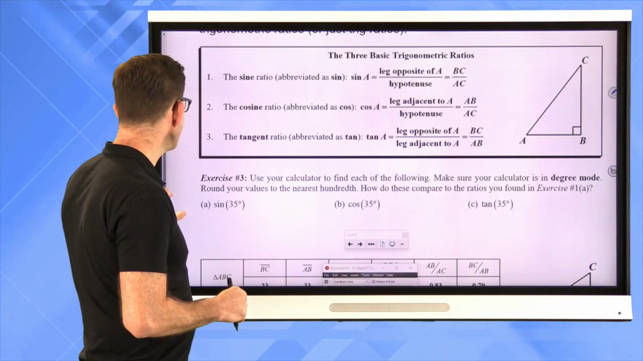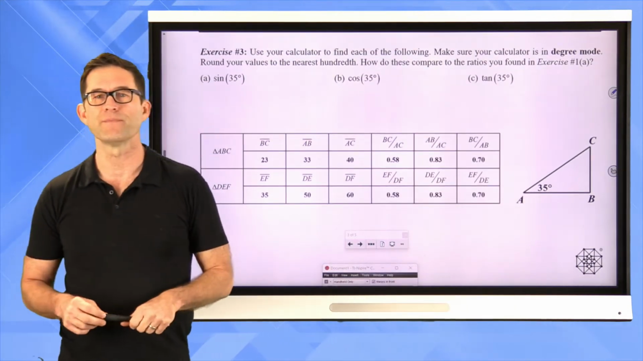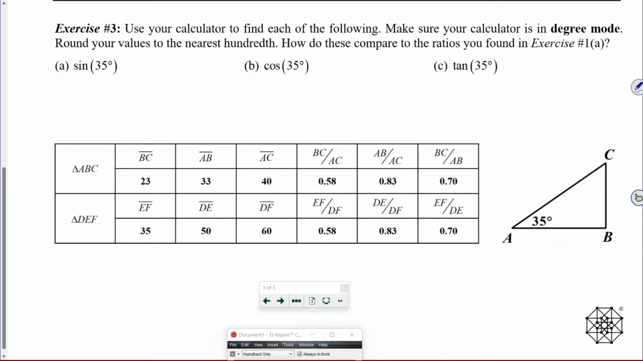Now, we're gonna get a little calculator work in right away. Let's take a look at exercise number 3. Use your calculator to find each of the following. Make sure your calculator is in degree mode. I'll explain that in a moment. Round your values to the nearest hundredth. How do these compare to the ratios you found in exercise 1A?